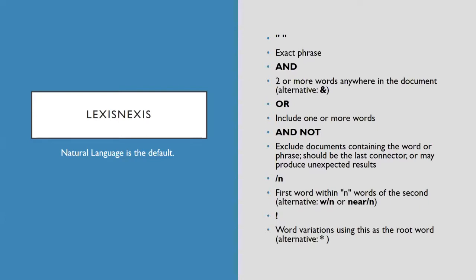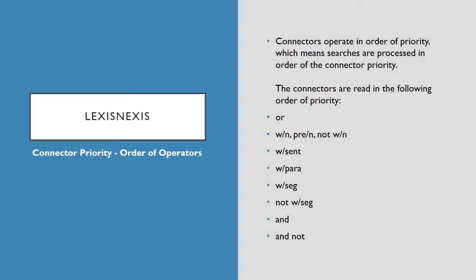LexisNexis, natural language is default, but you get terms and connectors similar to the others, limiting, telling you what you want, the AND NOT, which says I want this back, but not that. And Lexis also has connector priority. So it gives you a priority when you search. You may see things not coming back, but it's based on your priority and how it sees the connectors you use.